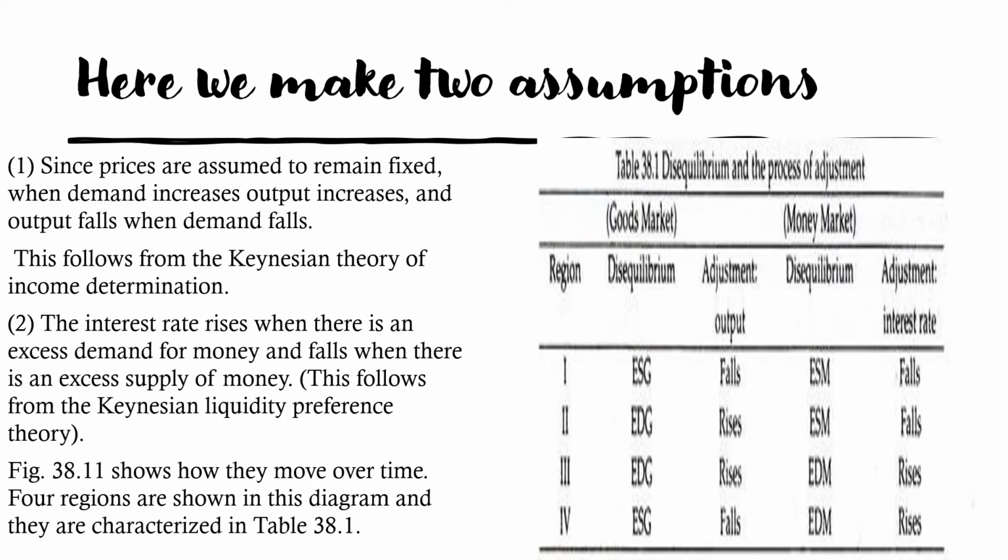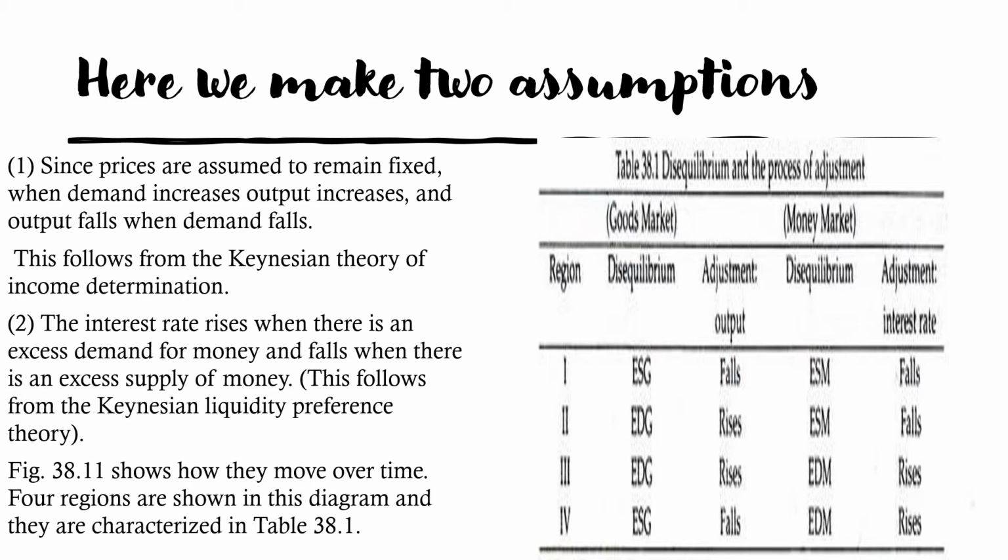First of all, since the prices are assumed to be fixed, when the demand increases, output increases, and output falls when the demand falls. This is the same thing as we have seen in the Keynesian theory of income determination. Those who have not watched the Keynesian theory of income determination video, please go and watch. We have already done a video on that. I'll be giving the link in the description box so that you can watch it.